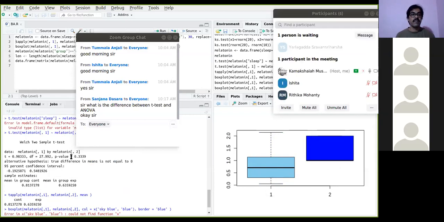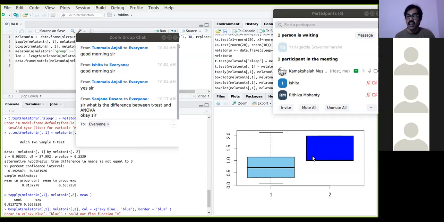Now you say, what is the p-value here? It shows the difference is not significant. The p-value is above 0.05. So at 5% significance level, the difference is not significant. Both of the means are the same.